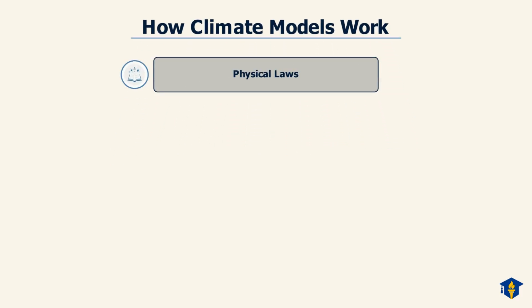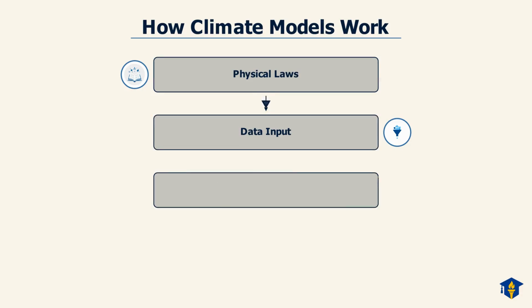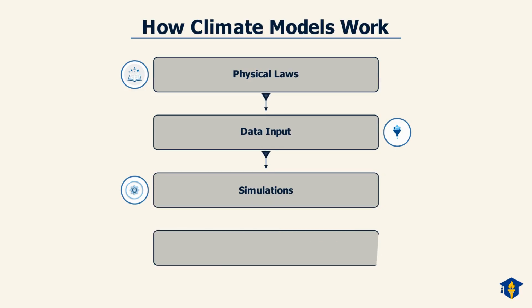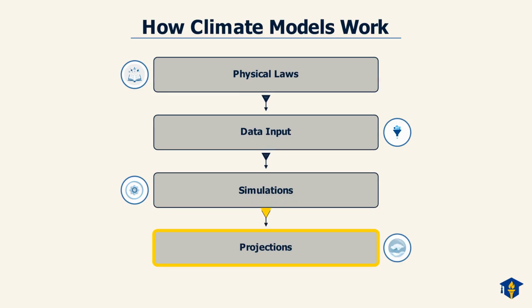These models are built upon fundamental physical laws like those governing fluid dynamics and thermodynamics. They require extensive data input, including historical climate records and greenhouse gas concentrations, to operate effectively. Through complex computations, these models run various simulations based on different emission scenarios. Ultimately, these simulations provide us with valuable projections, helping us anticipate future climate trends and changes.